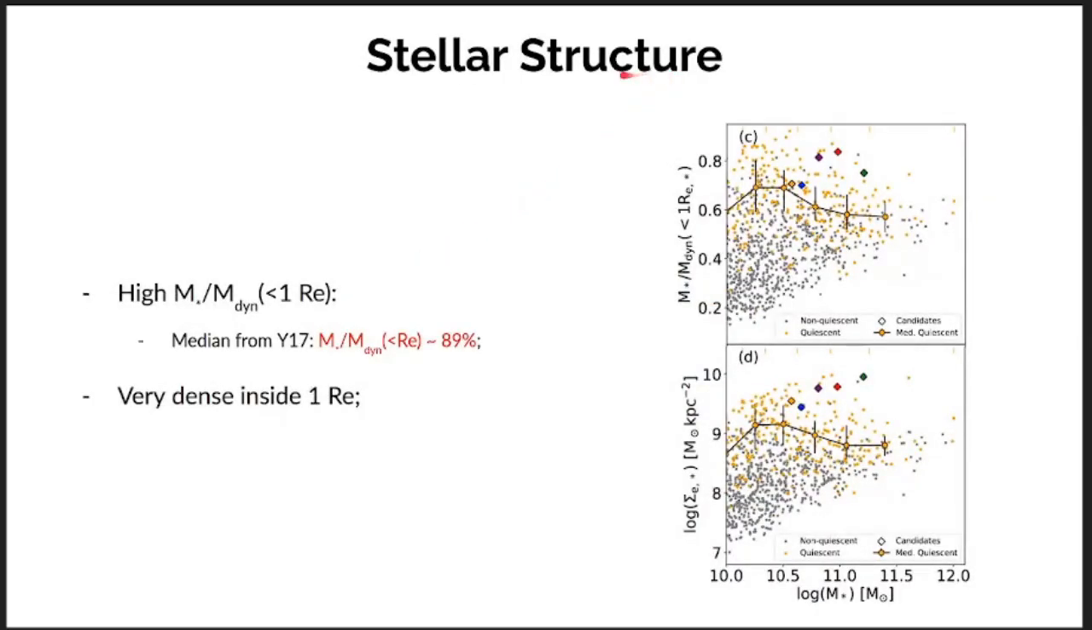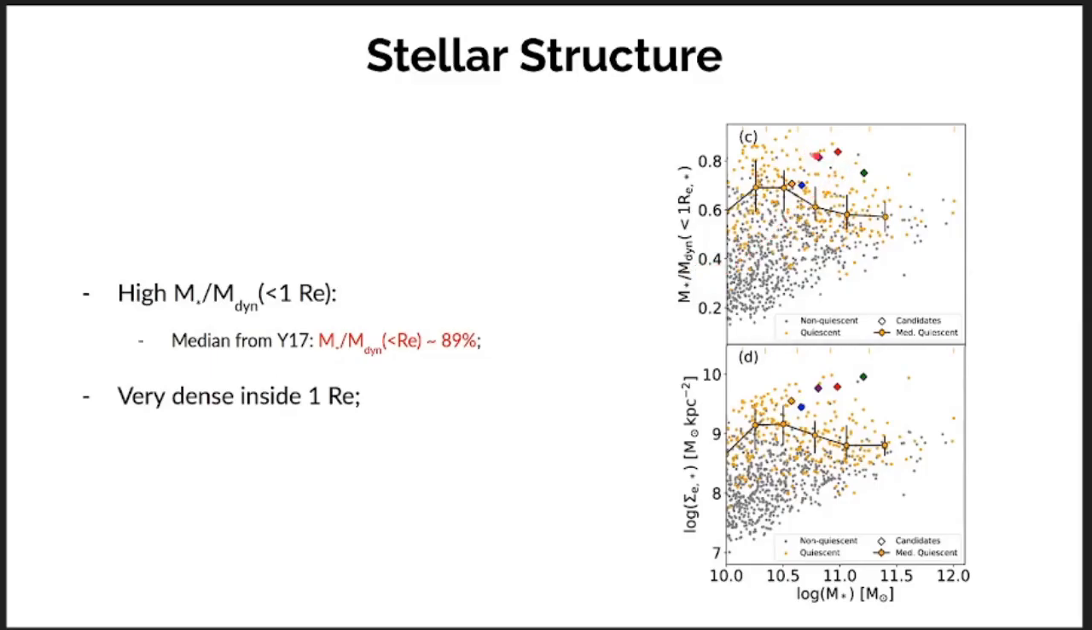We also analyze the stellar structure of these objects to see if they match the properties of real relics. Here I show the stellar to dynamical mass inside one effective radius. This is a measure that Yildirim and other authors did for relic galaxies to see how the stellar mass dominates in the center of these objects.